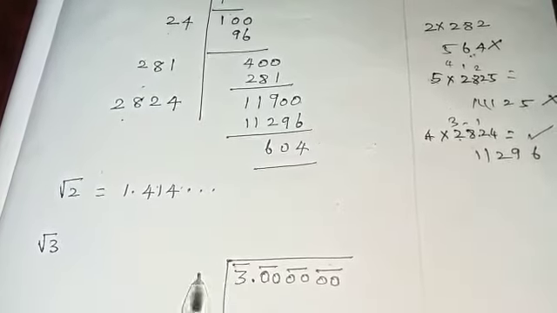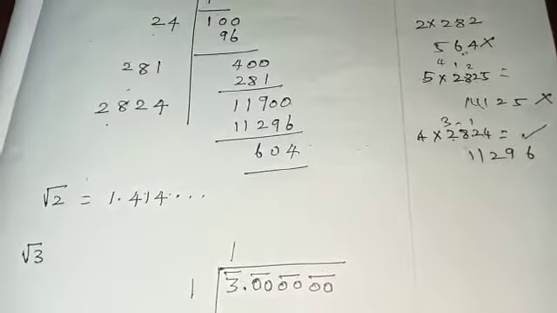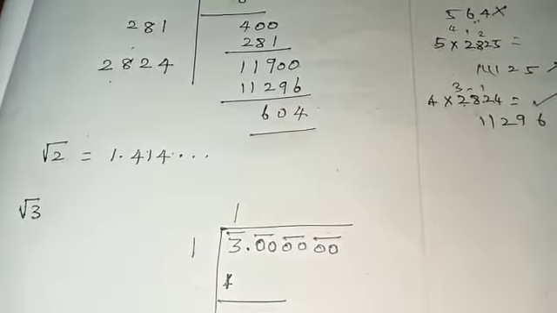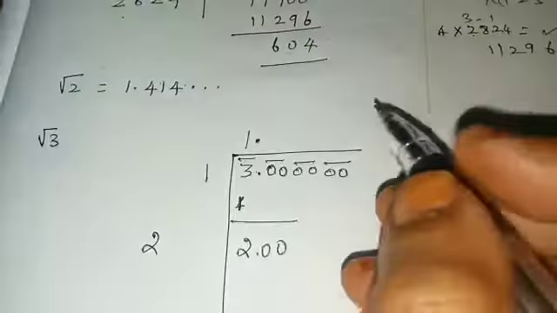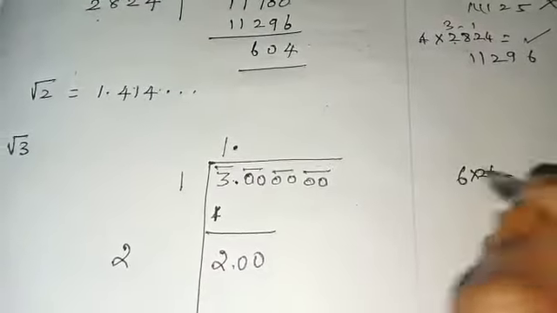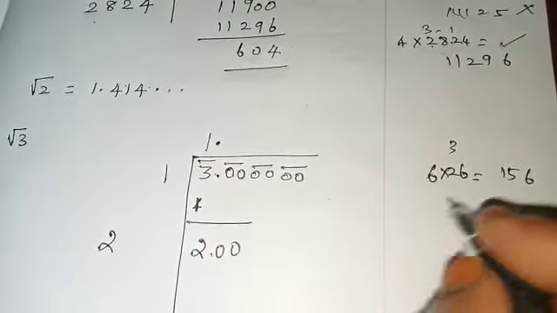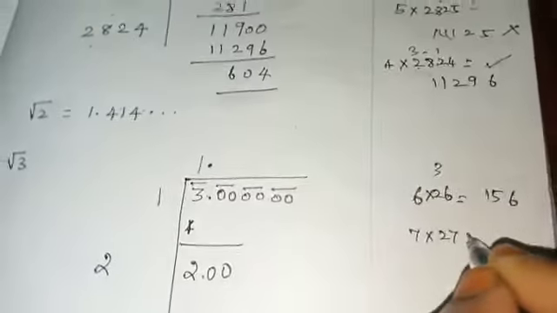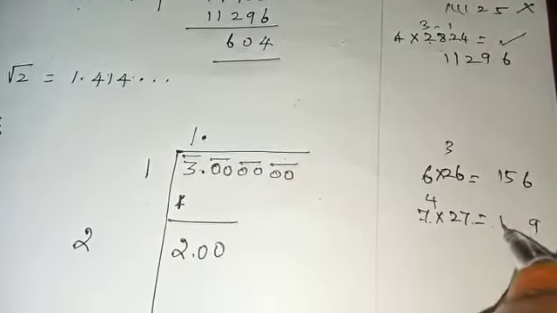So, here 1 ones are 2 because we can't take 2. 2 twos are 4. So, 1 ones are 1. 3 minus 1, 2. So, quotient into 2, 1 into 2, 2. Then the next decimal point. So, suppose I take 6 means 6 into 26. 6 6s are 36, 6 2s are 12 plus 3, 15. Suppose I will take 7 means 7 into 27. 7 7s are 49, 7 2s are 14 plus 4, 18.